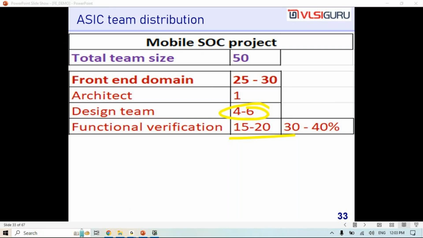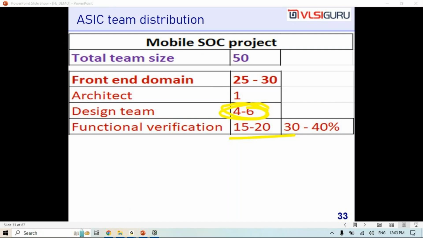For the DDR controller, I'll go to Synopsys. I'll tell them I want a DDR4 controller. I'll pay them, and they'll give me the controller, not the hardware. They'll give me the code. Like that, I'll get all IPs from different companies. So in that case, do I need a big team internally? No. That's why fewer people.